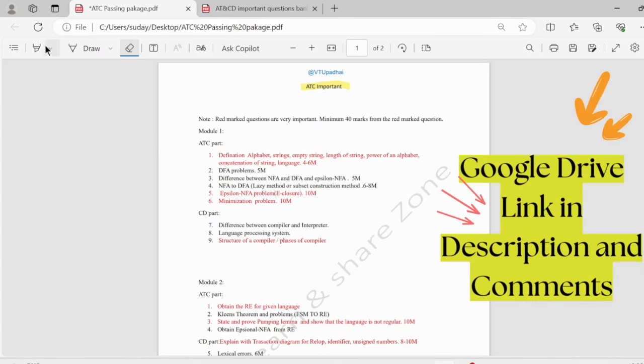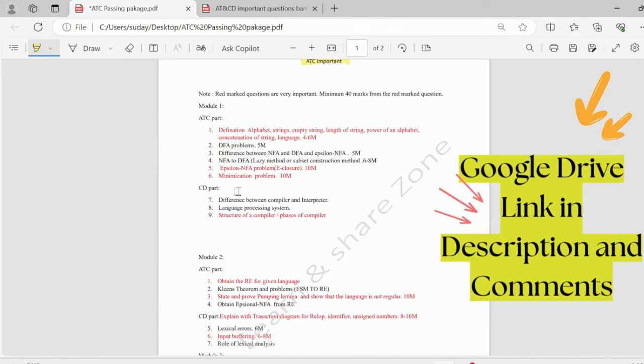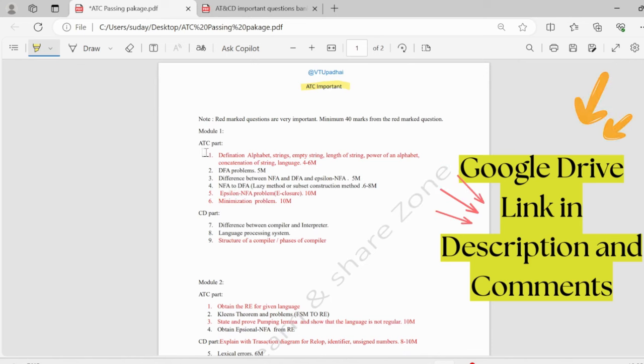So this PDF comprises all the important topics, the passing package for the ATCD subject. As we have ATC, Automata Theory and Compiler Design, combined for the exam, out of 20 marks for each module, 10 or 12 marks would be for ATC and the rest would be for CD. It again depends on the modules.